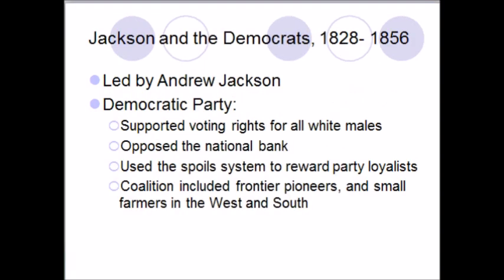From 1828 to 1856, the Democrats controlled the White House. This was led by Andrew Jackson. People loved him and they hated him. He supported voting rights for all white males. What a thought. He used the spoils system to reward party loyalties. So if you were a fan of him, he was a fan of you, you got a job.